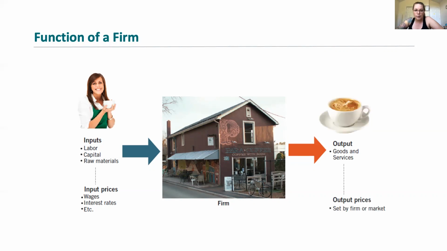The output prices are going to be set by the market if the market is competitive. That is the intersection of supply and demand. Or they could be set by the firm if the market isn't exactly competitive. We didn't get too much into this because that's a microeconomic topic. And so when you take principles of microeconomics, you'll learn about different market structures in which a firm may or may not have some power to set prices.